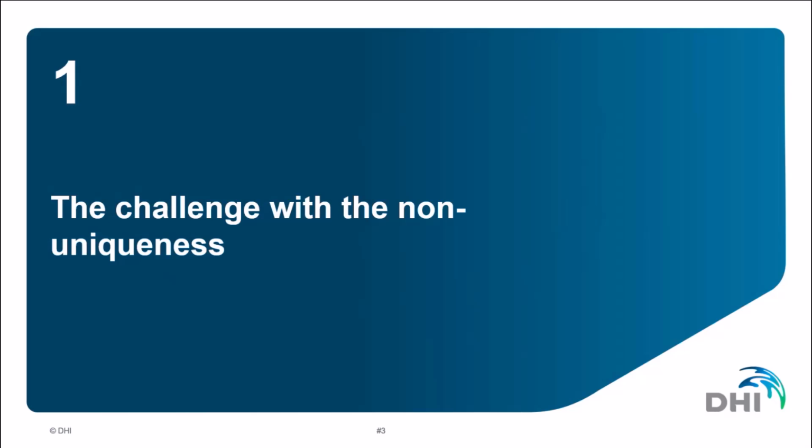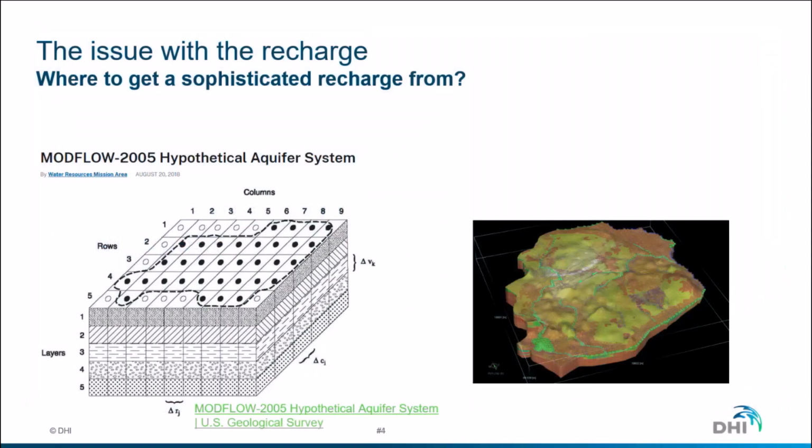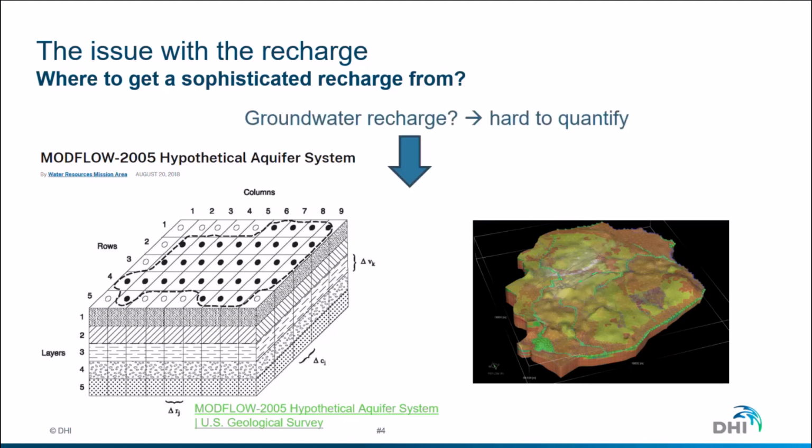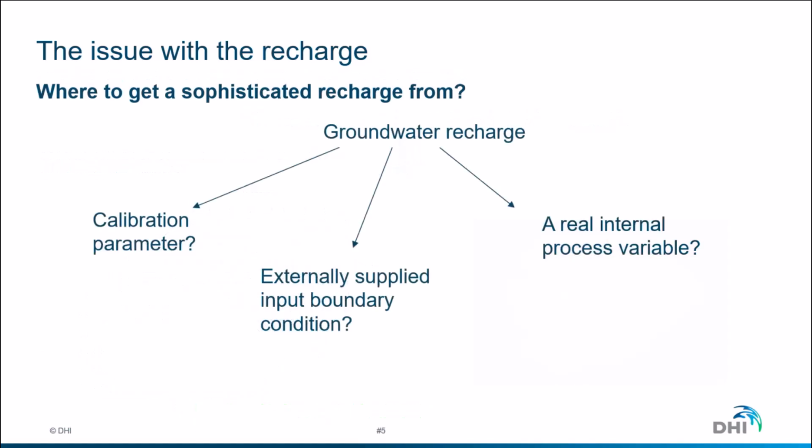Now, we all know it, the challenge with the non-uniqueness. Let's assume we want to build a model in MODFLOW, as you can see on the left side, or in FEFLOW on the right side, or any other groundwater model. The question is where to get the groundwater recharge from. It's one of the most important inputs to groundwater models. Hence, it comes along with the highest uncertainty because it's hard to quantify. You cannot measure it directly.